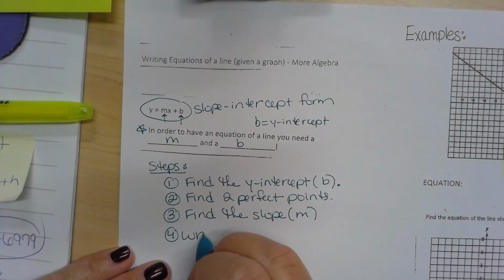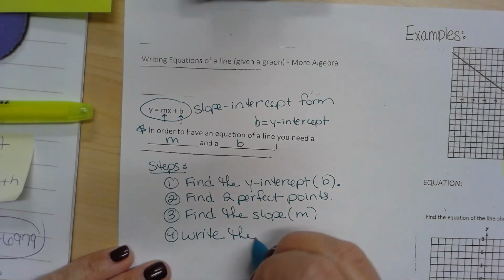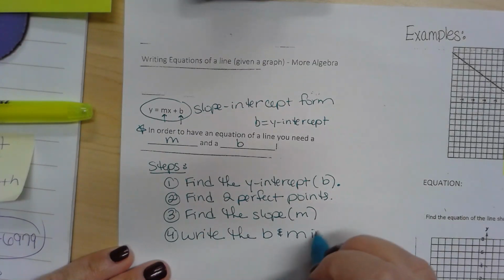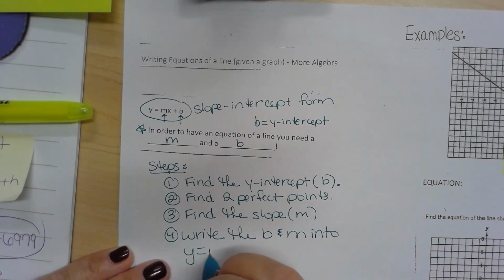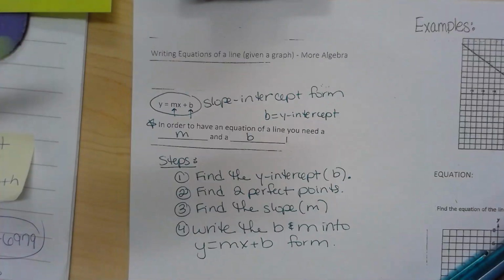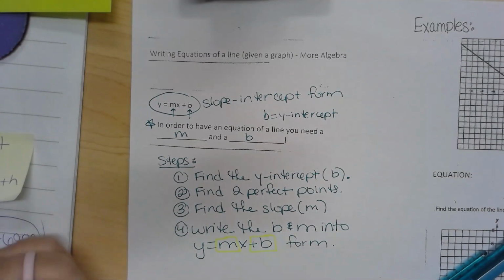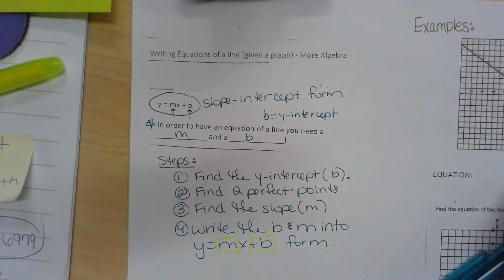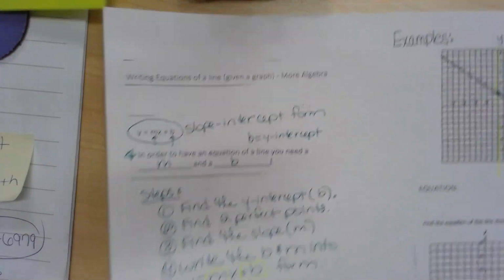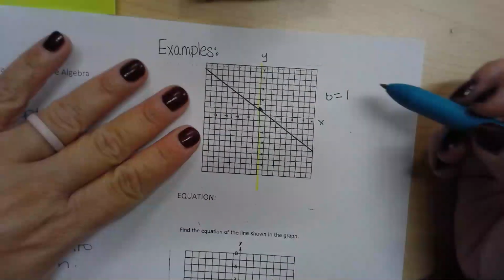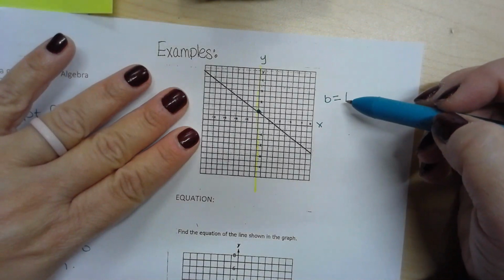And then you're just going to write the b and m into y equals mx plus b form. Pretty much you're going to plug in the m and plug in the b. It doesn't always have to be a positive b, by the way. Let's go back to this example. So we found b is 1.